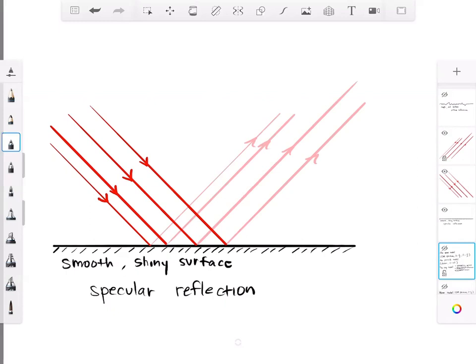So whenever you have a very still body of water, a mirror, or something very shiny and polished like a piece of metal, you will see mostly specular reflection.